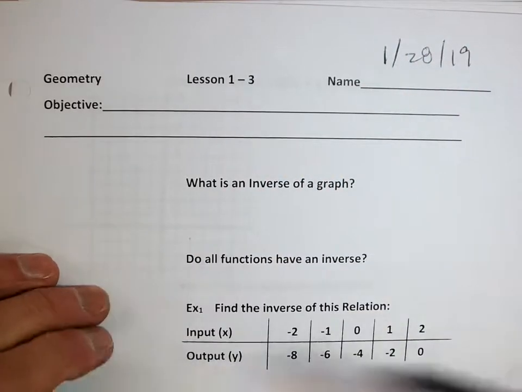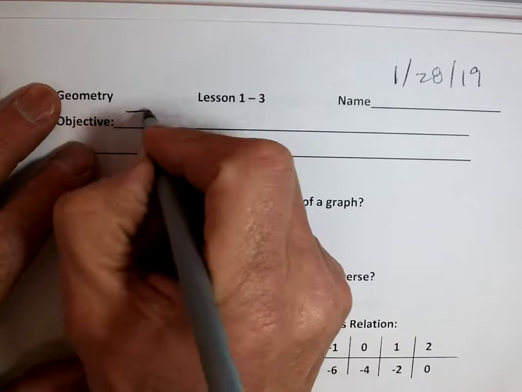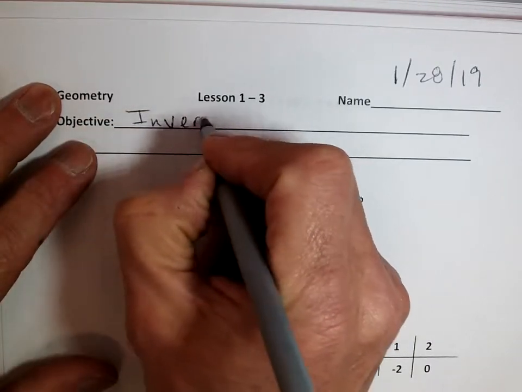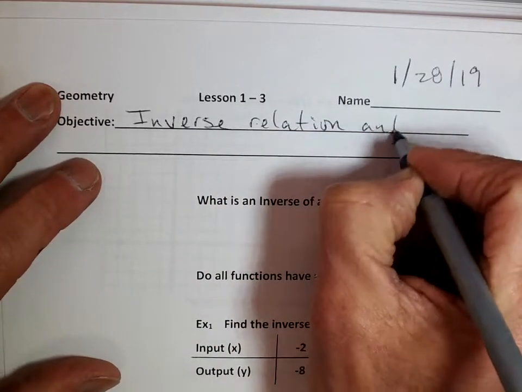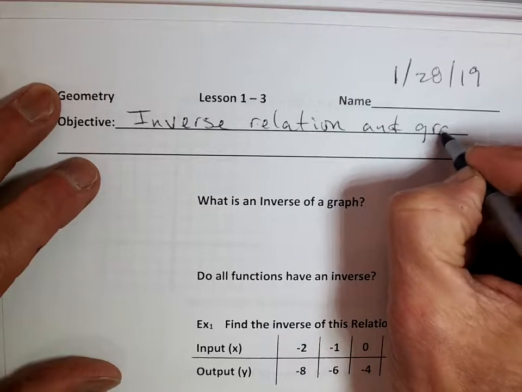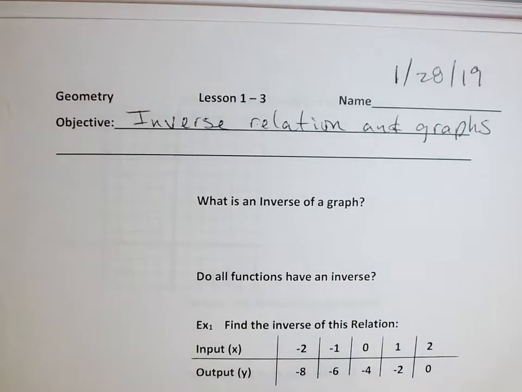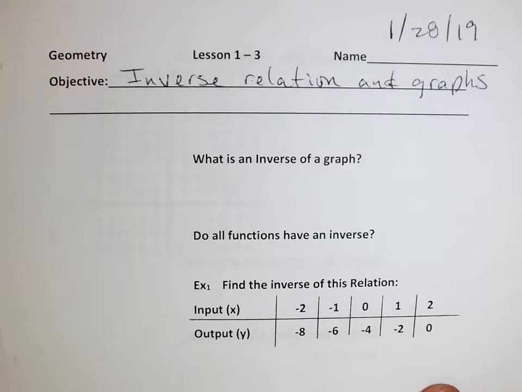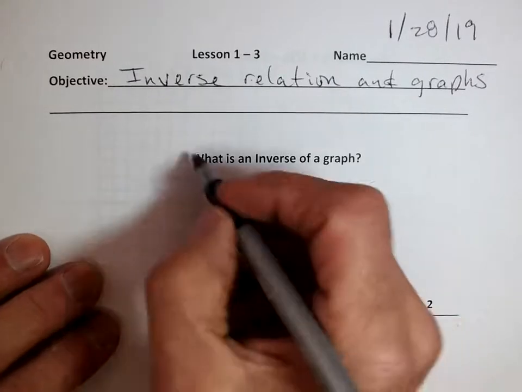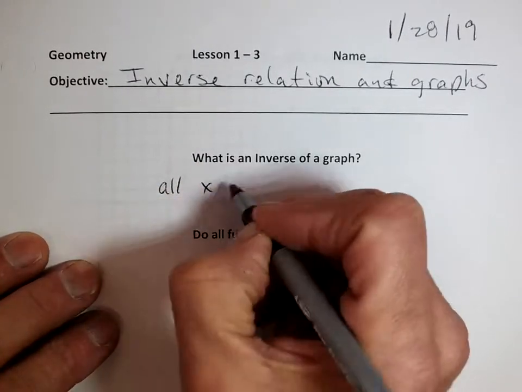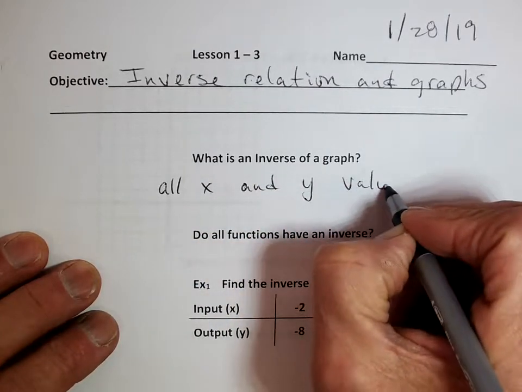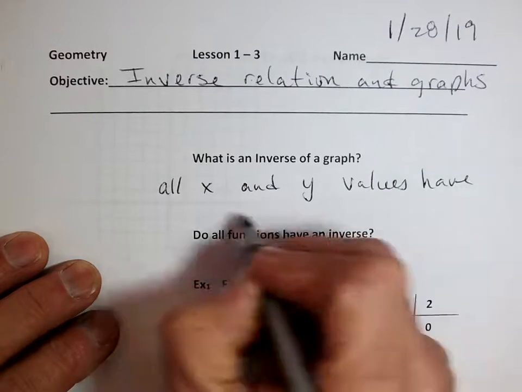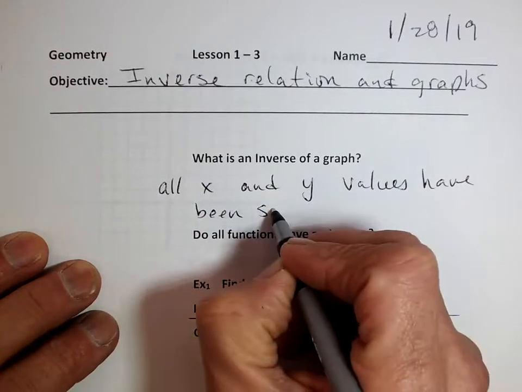128:19. So the objective today is we're going to be looking at inverse relations and graphs. Okay. So what's an inverse of a graph? It's where all x and y values have been switched.